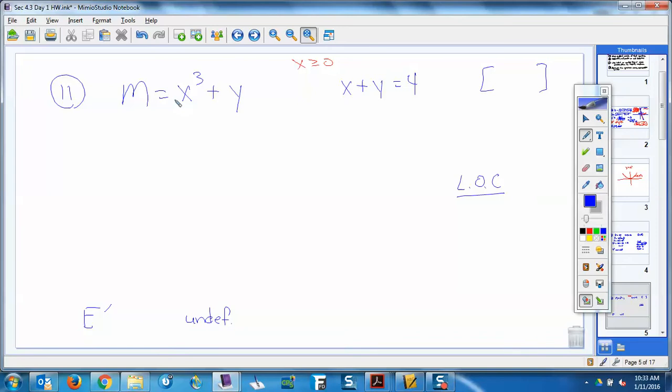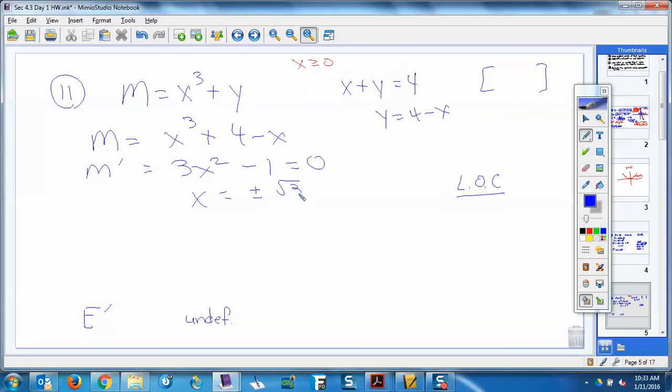Okay, once you get over that hurdle, isn't it just the same thing we've been doing? Right? So you can get it in terms of one variable. You're going to have x cubed plus 4 minus x. So now we need M prime. That's 3x squared minus 1. Set that equal to 0. What do we get? Plus or minus root 3 over 3.